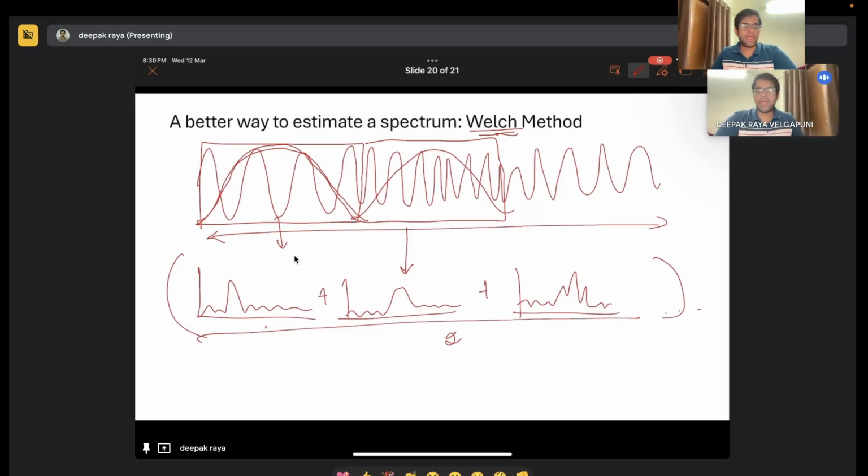So for example, you're playing music, you have different frequencies coming in, and you want to estimate what is the spectral energy of particular music. Then you do this kind of thing so that you get a better estimate of that spectrum instead of just taking the whole signal and doing the Fourier transform. So there is some resolution lost, but still you get a better estimate, better information of what frequency is present in a given signal.